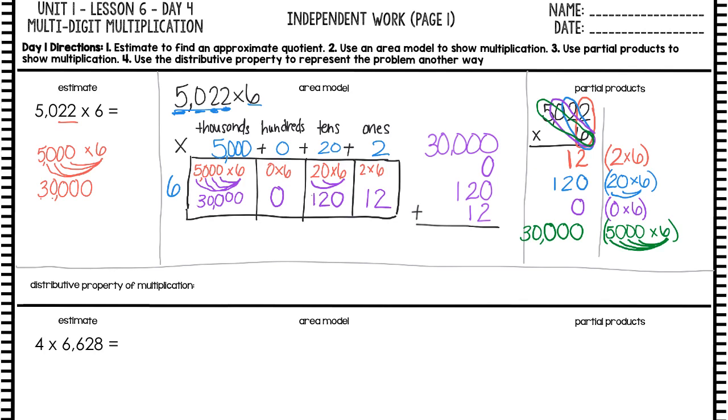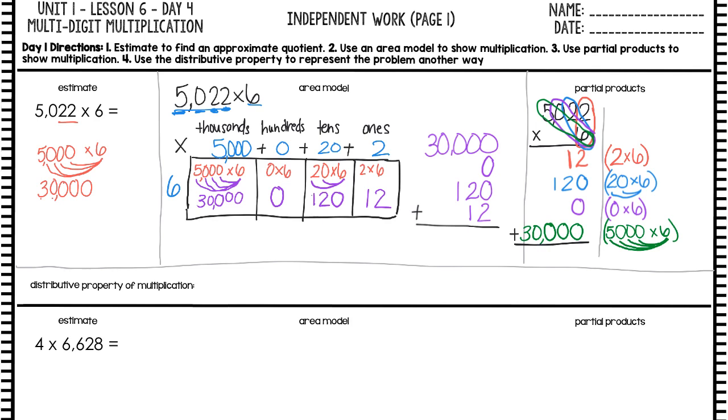Now we will add them up. And you should have the same number in partial products as you had in your area model. And it should be close to 30,000. Now we're going to do our distributive property of multiplication.